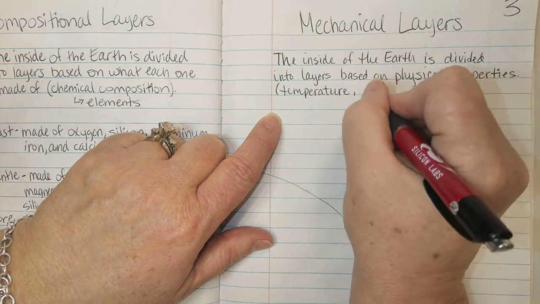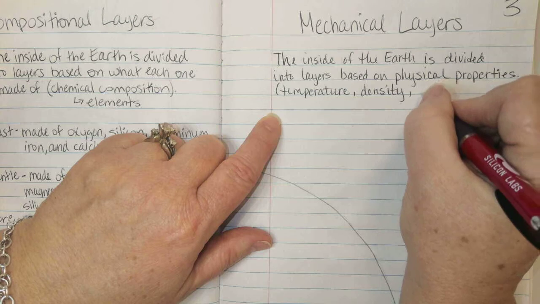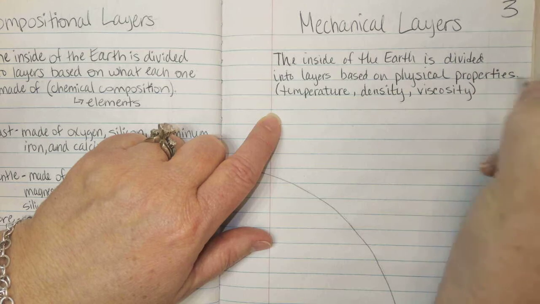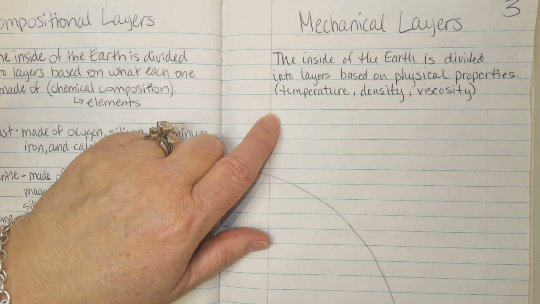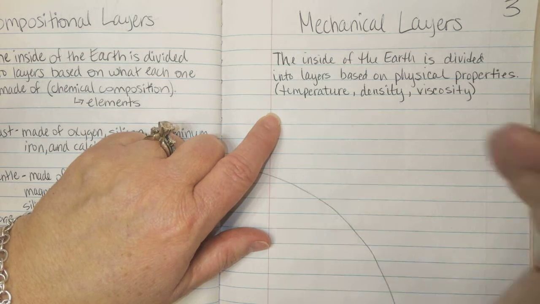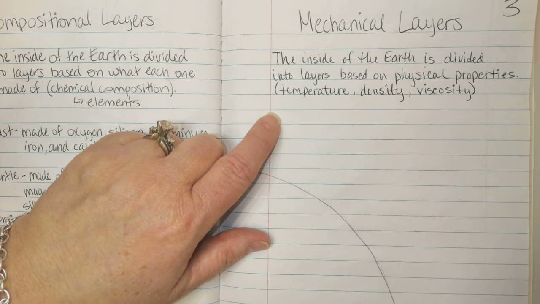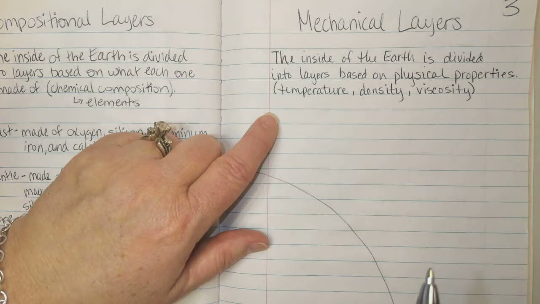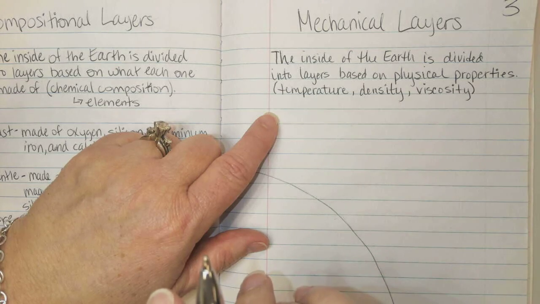based on their temperature, their density, as well as their viscosity. Okay? And viscosity, when you think of viscosity, it's the fluidity of the layer. It's the way that it flows. When I think of viscosity, I think of molasses or real thick maple syrup that you put on your pancakes. So viscosity is the fluidity of the layer that we're talking about at the time.